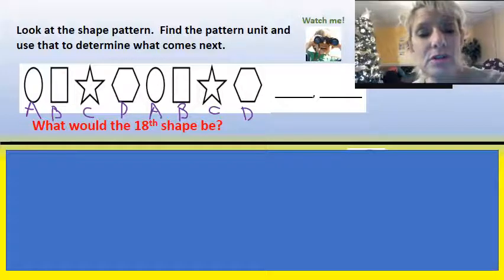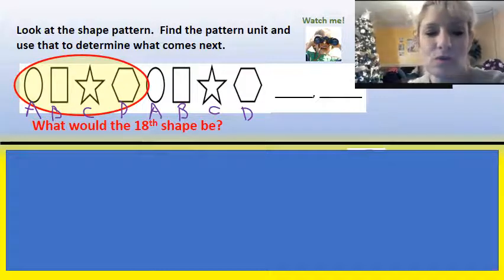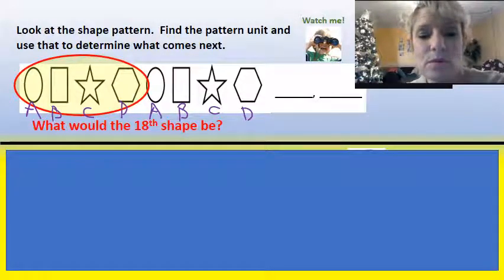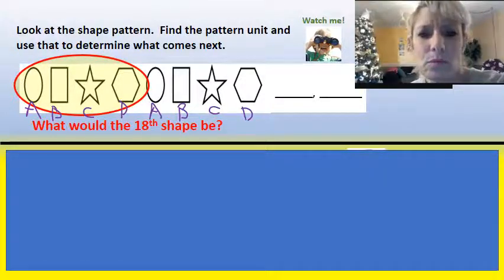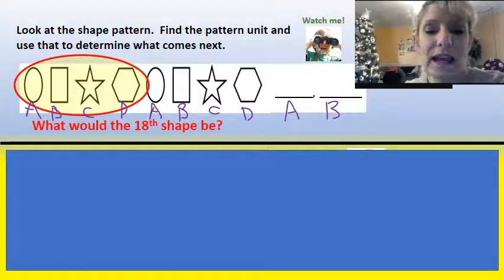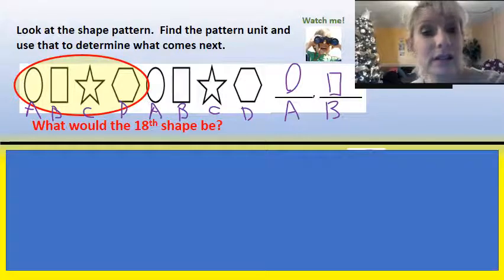All right, now what I want to do is find the pattern unit. The pattern unit is where that pattern is going to repeat itself again. So I find that my pattern unit is right here after the D, because that's where my ABCD continues again. Now I'm going to use that pattern unit in order to figure out what goes in my blank spaces. So after the D, I see that I have the letter A and then I have the letter B. So A represents my oval and B represents my rectangle.